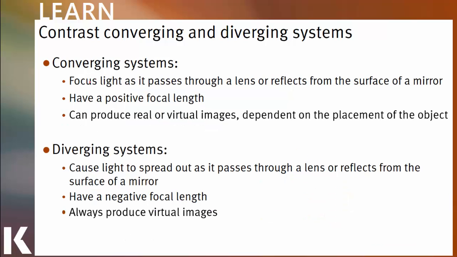Now that both system types have been reviewed, let's do a direct comparison. Converging systems focus light, diverging systems spread out light. Converging systems will have a positive focal length, while a diverging system will have a negative focal length. And although converging systems can produce both real or virtual images, a diverging system can only produce virtual images. Let's try out a question.